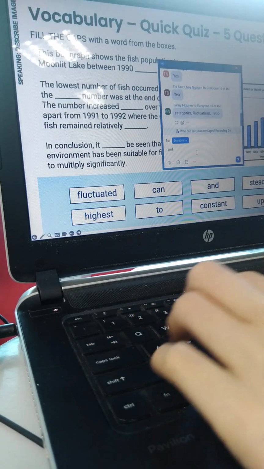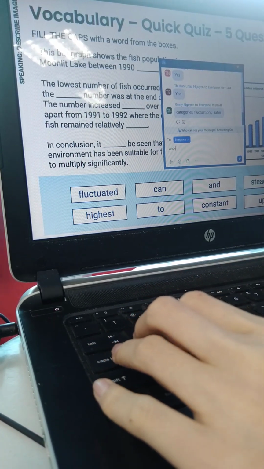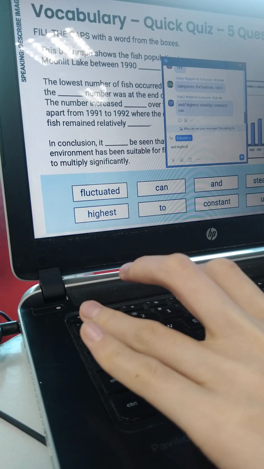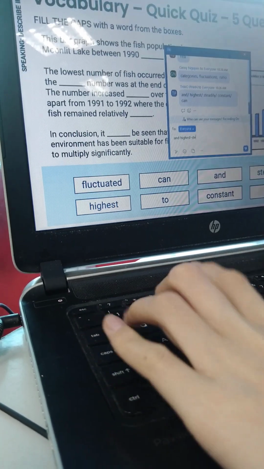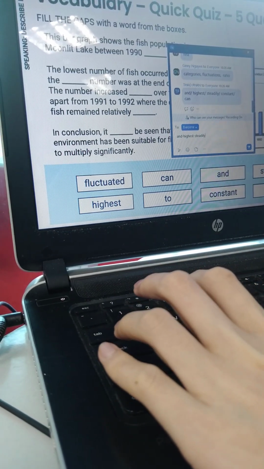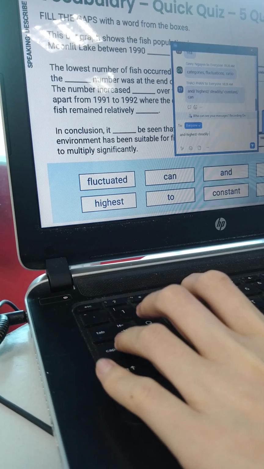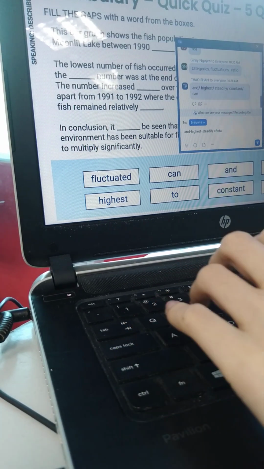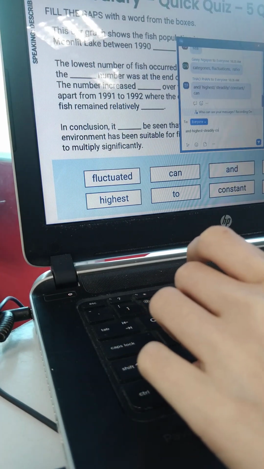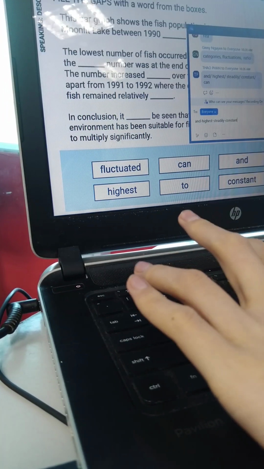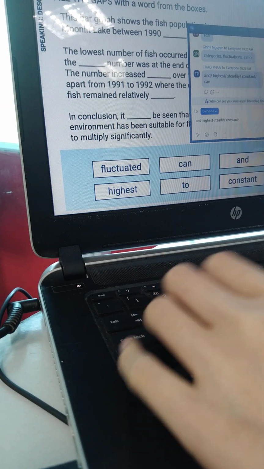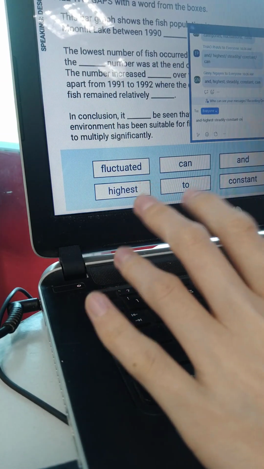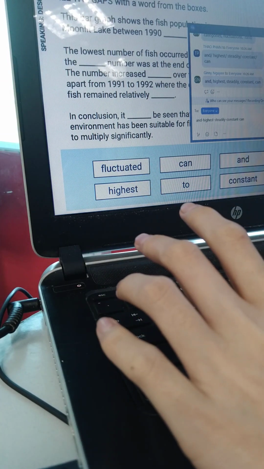Hide, steadily, constant, relatively constant, that can, word, it can. Hết rồi đúng không? Hết rồi.